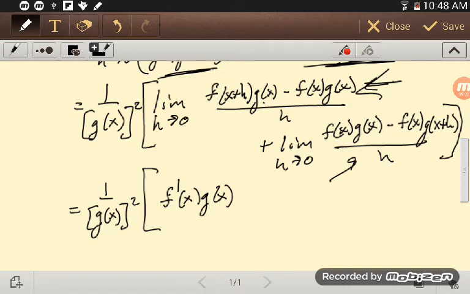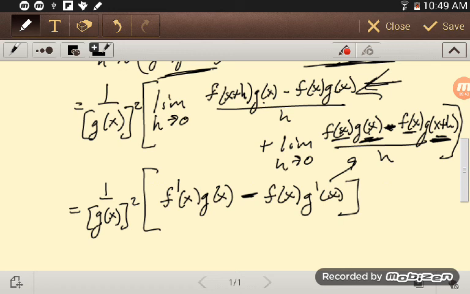Now the second term, notice I can factor out the f of x, but then notice I have the g of x minus the g of x plus h. In other words, I've got the negative of the derivative, and so there I have my minus f of x times g prime of x. Okay, so that's where that minus sign comes from, is that my g of x and my g of x plus h, those two things, were reversed on that minus sign in there, and so I have negative of the derivative. And so there we go.